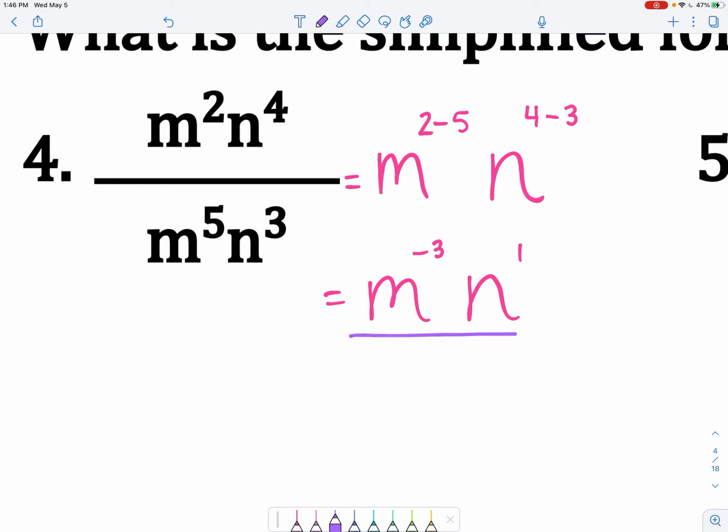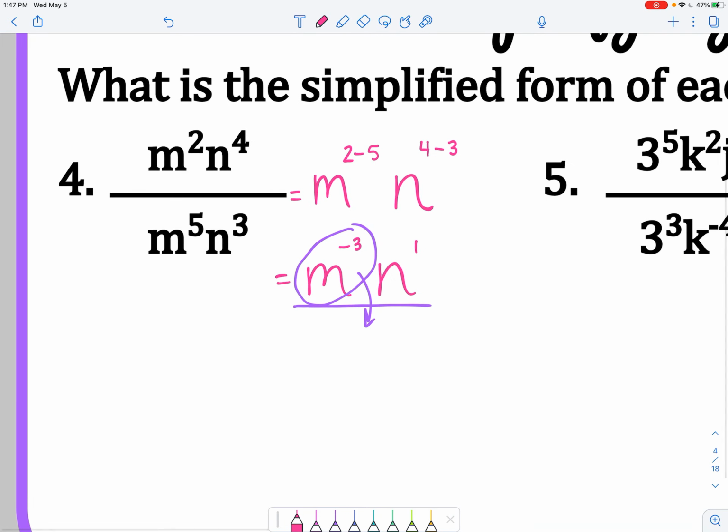I can take this power of m to the -3 and I have to move it to its reciprocal location. The n can stay on top, and I don't have to write the exponent of 1. That's understood to be there. So this is what I get as my final answer.